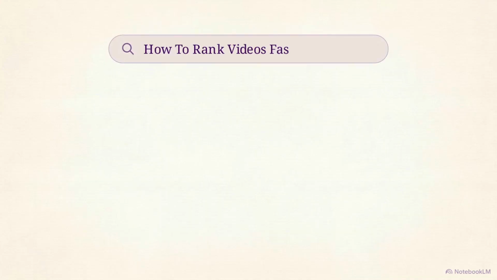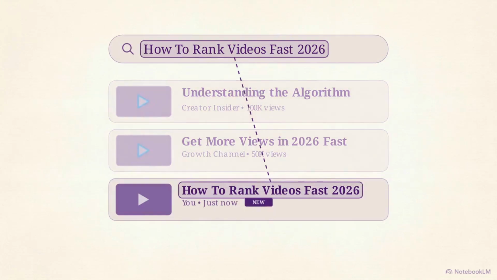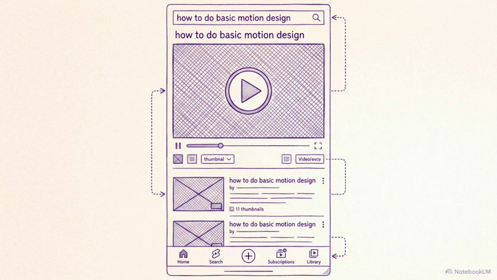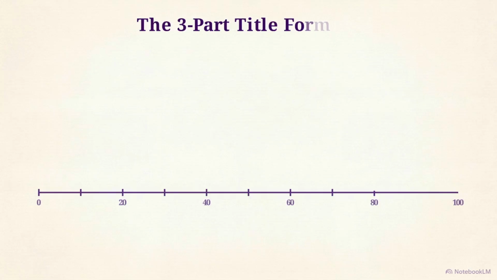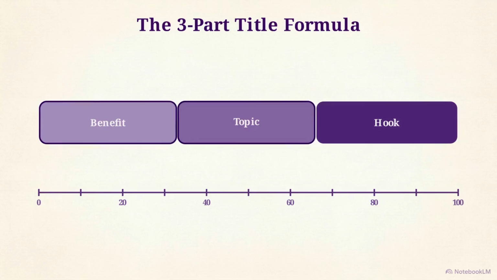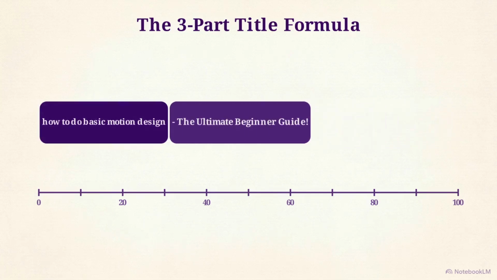YouTube prioritizes the most relevant result. By providing an exact match to the search query where no one else has, your video becomes the default top recommendation. This diagram breaks down the mandatory structure for your title. It requires 3 distinct parts: the benefit, the topic, and a hook. Take the exact validated keyword phrase you found and build it directly into those first 2 sections. If the phrase is "how to do basic motion design," that covers both the benefit to the viewer and the core topic. Keep those first 2 elements tight.